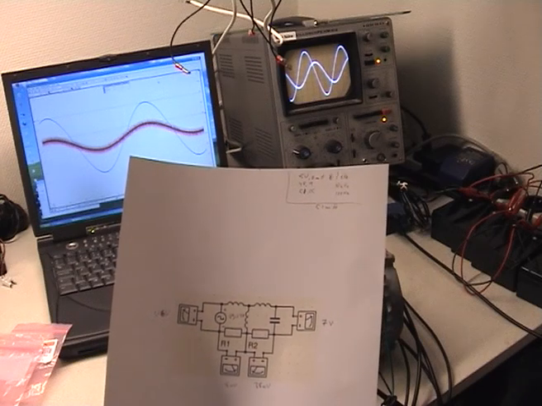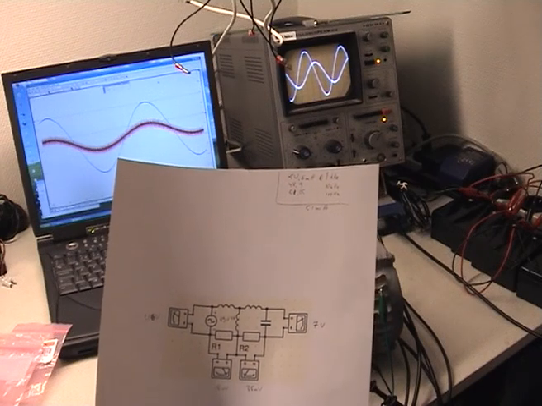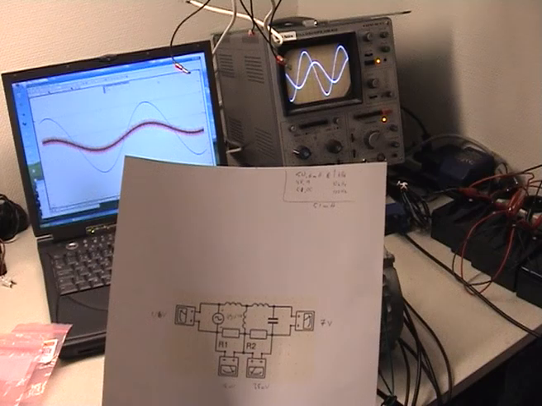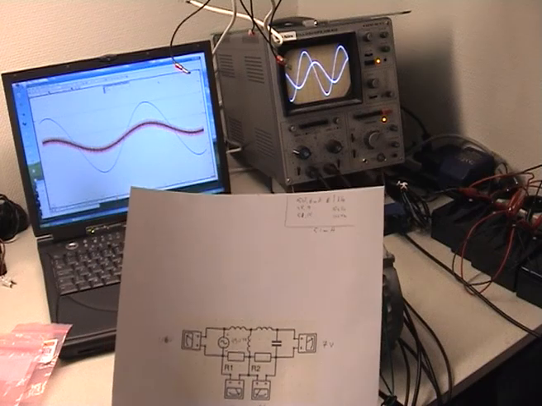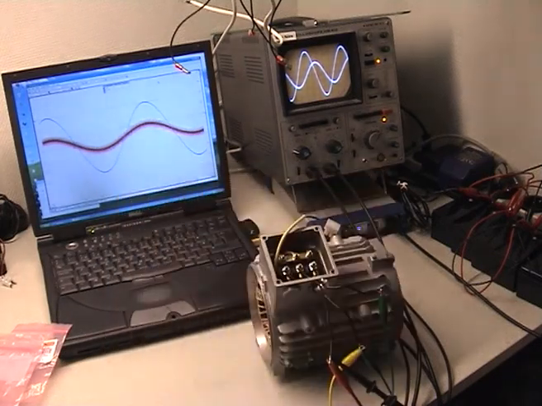I'm not sure how to extract that yet, but it's kind of interesting nevertheless.